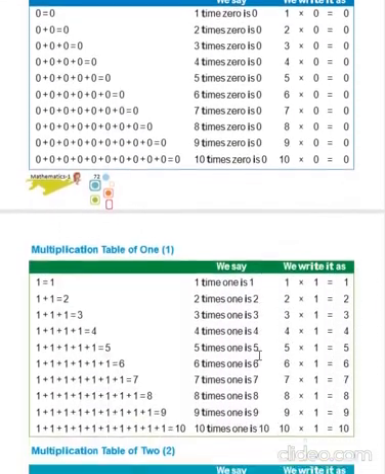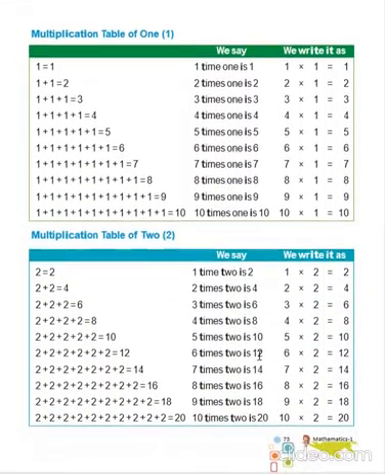Now come to the multiplication table of 1. 1 times 1 is 1. 2 times 1 is 2. 3 times 1 is 3. 4 times 1 is 4. 5 times 1 is 5. 6 times 1 is 6. 7 times 1 is 7. 8 times 1 is 8. 9 times 1 is 9. 10 times 1 is 10.